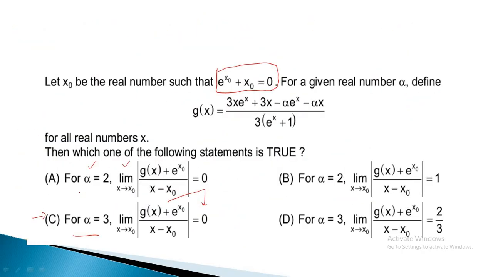If we see for alpha equal to 2, we have been given 0 or 1, but the real value is 1 over 3. So it means they are not correct. So A, B, D are not correct, meaning that for alpha equal to 3, the limit as x tends to x naught gives g of x, and we get the value 0. So option C is correct.